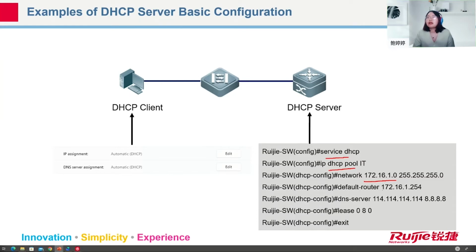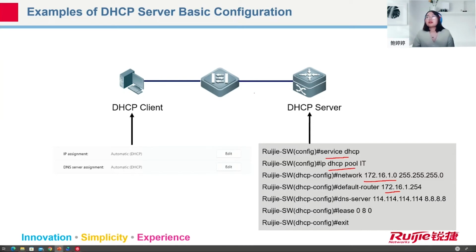192.60.1.0, and here is the mask. And the default router is 192.72.16.1.224. And this IP address is now a gateway, right? This IP address will never be allocated to a client. And for the DNS server, you can add more than one address, like 114.114.114 and 8.8.8.8, two IP addresses. And the lease time is 080.